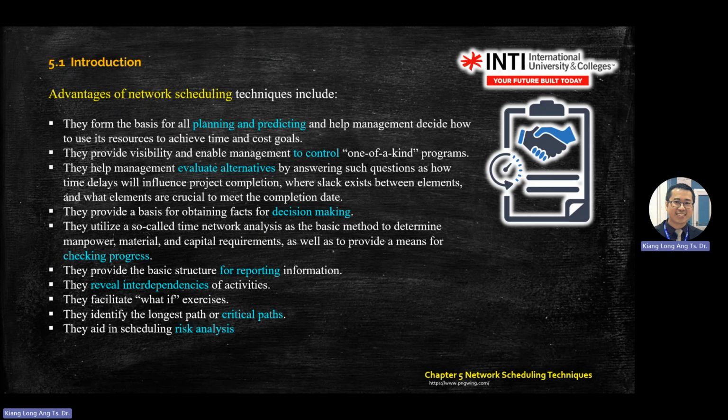Checking progress and reporting. Then review the interdependence of activities, meaning the relationship between stage 1 and stage 2, or the relationship between the activities. This also facilitates what-if exercises. What-if is risk management; in the previous chapter you saw the word trade-off, risk management. Critical path, later we will learn. Risk analysis: in this module, we won't go deep into risk analysis.